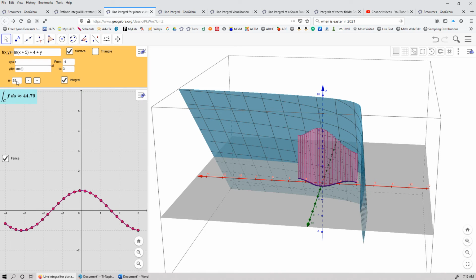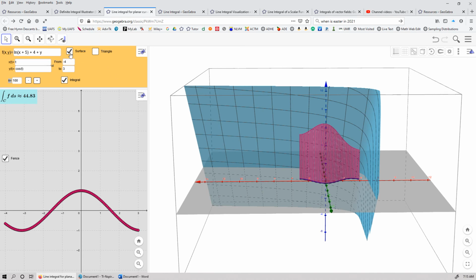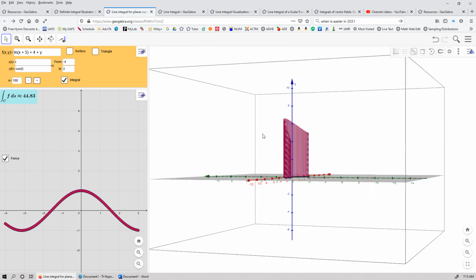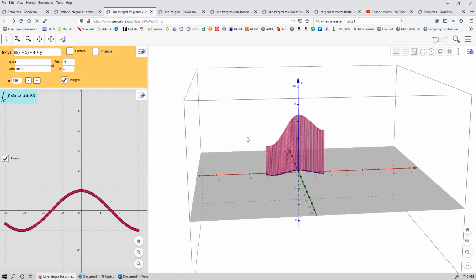Let's jump up, let's put a lot, 50, or even 100 if it'll do it. Let's see. Okay, and now we have a pretty good look at the surface.